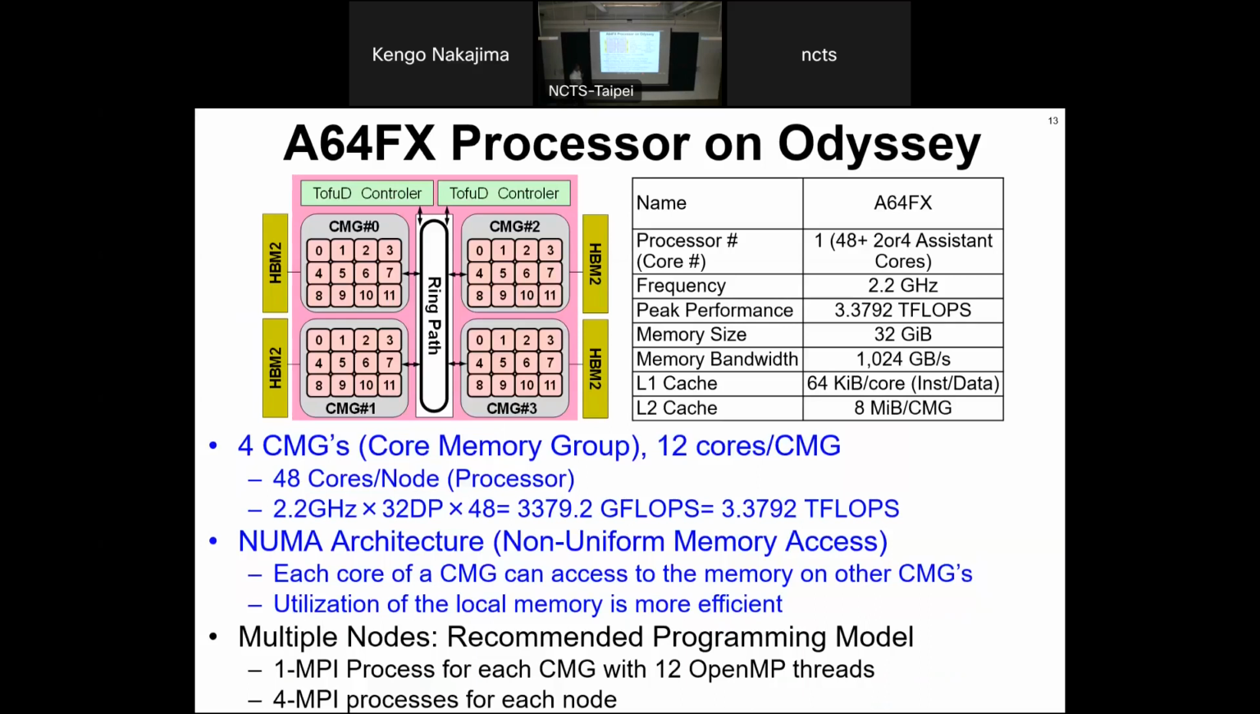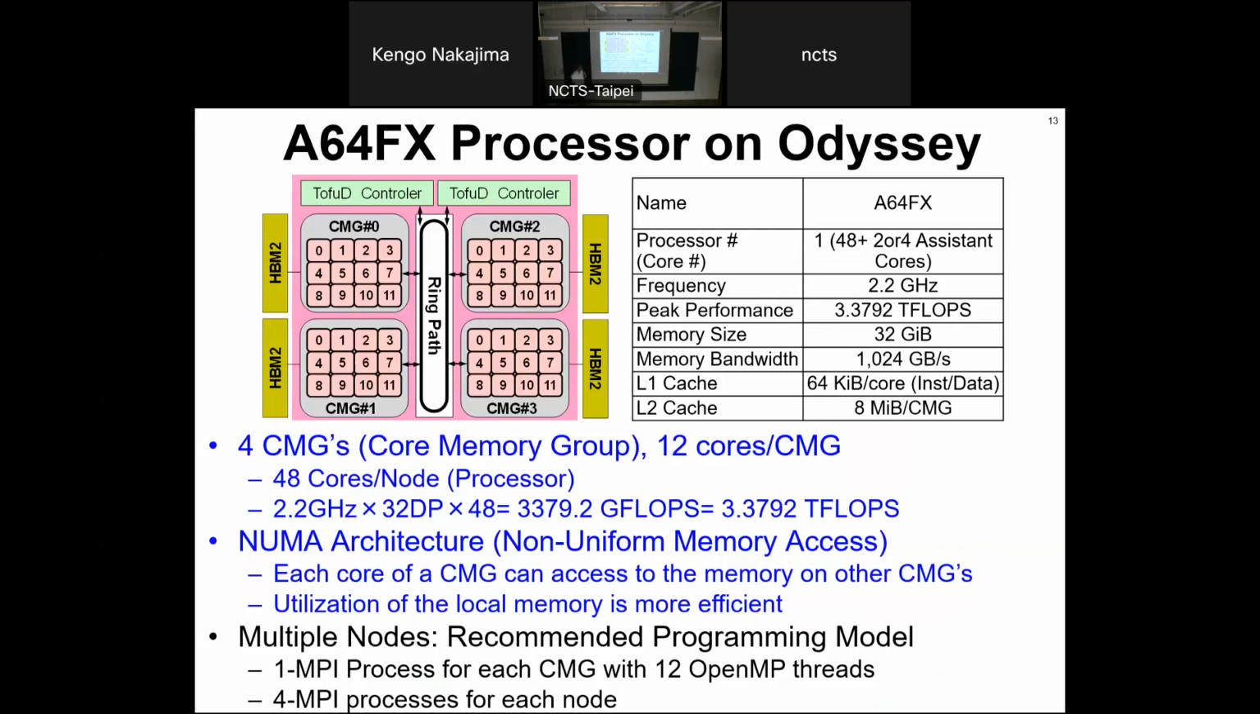If you use multiple nodes, the recommended programming model is 1 MPI process for each CMG with 12 OpenMP threads, so 4 MPI processes for each node. We start from a single MPI process for each core, but on the last day, probably Friday, we are switching to the hybrid of OpenMP and MPI and applying this type of parallel programming model.